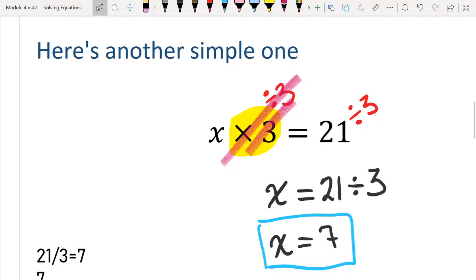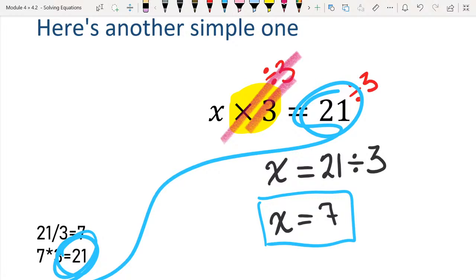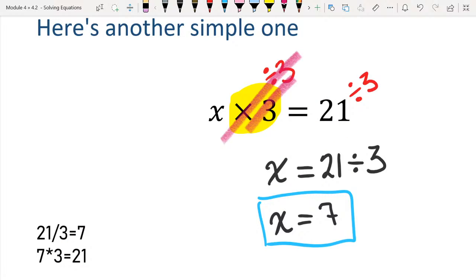So take what we think our number is, times it by 3. And if we've done our math right, it's got to be 21, which it is. So there we go.